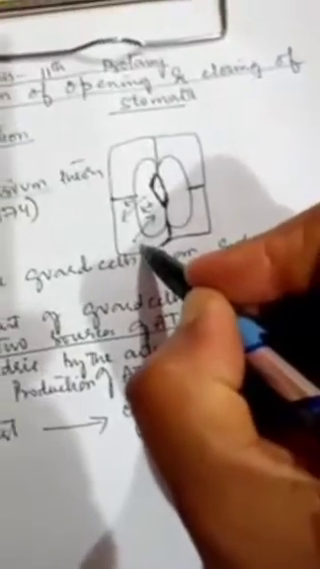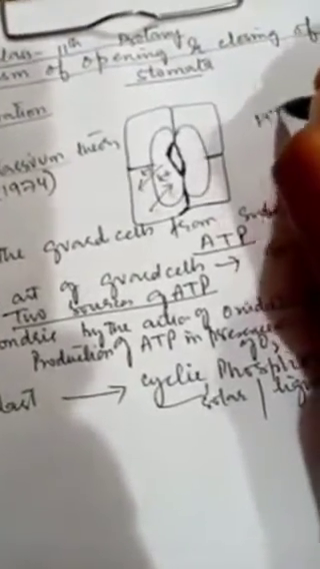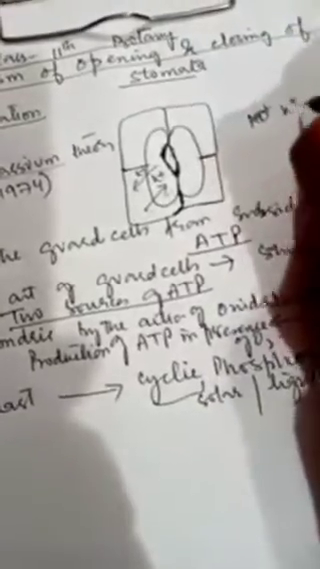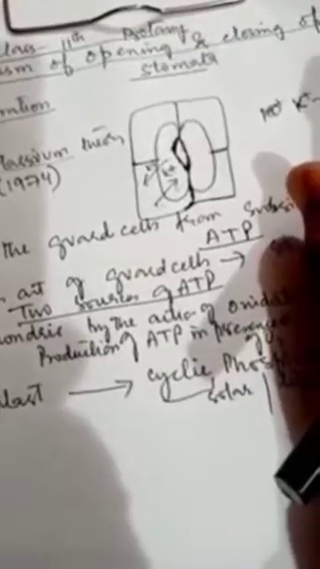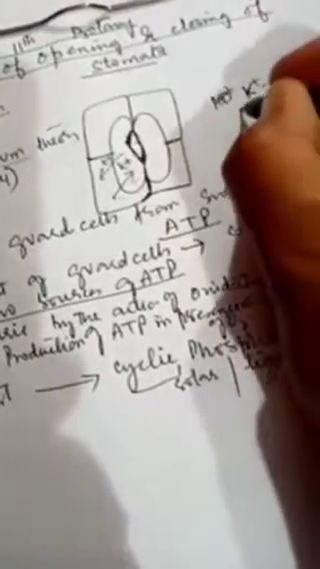Now a pump operates between these guard cells and these subsidiary cells. A pump acts between these guard cells and these subsidiary cells. This pump is called the potassium hydrogen pump. In this, potassium is pumped into the guard cell and hydrogen is pumped out of the guard cell.